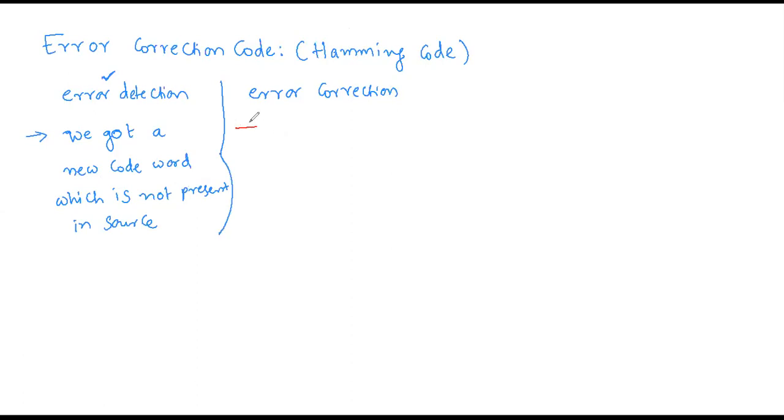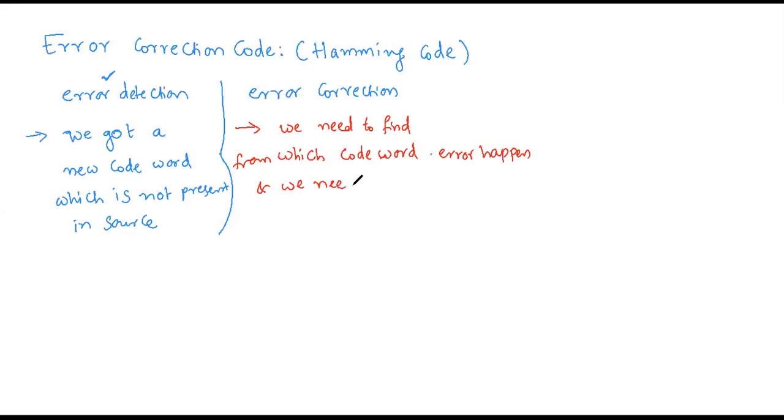Error correction means we need to find from which code word the error happened, and we need to know the error location. We need to find the code word first, then the error location.